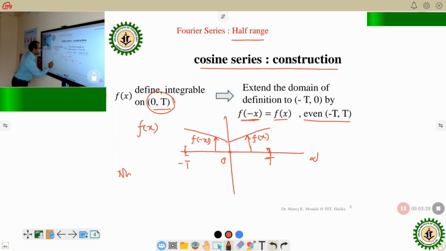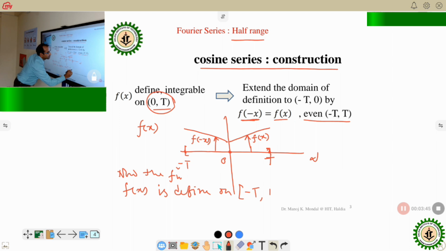Now the function f of x is defined on the interval minus t to plus t, and it is an even function, because we constructed the function in such a way that f of minus x is equal to f of x.